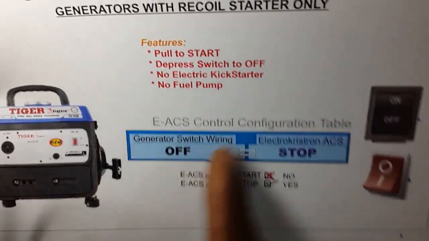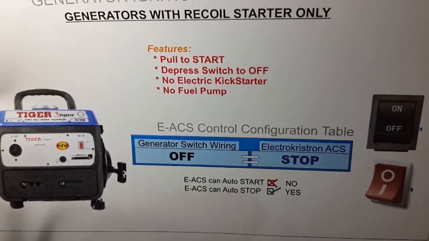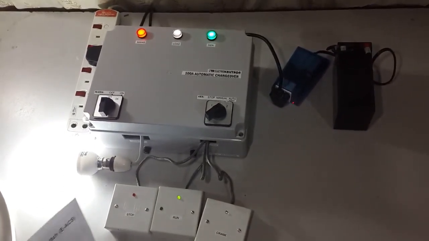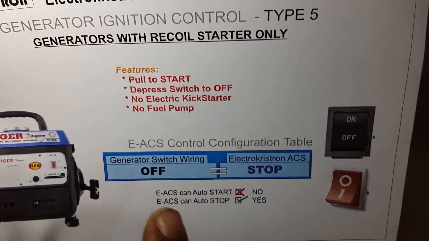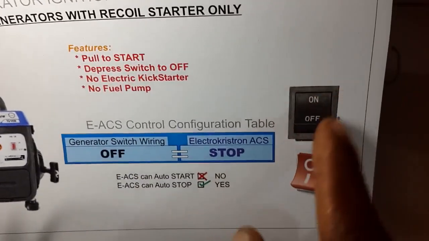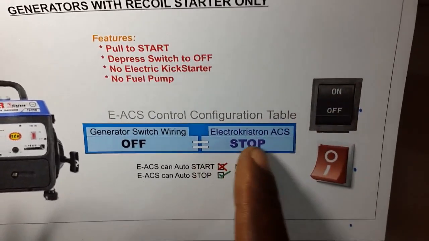So for such generators that require mechanical intervention from the user, the automatic changeover cannot start such generators. You can't start them, but you can stop them. You can stop such a generator. All that is required is just to connect the keys, the wires on the off switch. It's just to connect them to the stop control line of the automatic changeover.